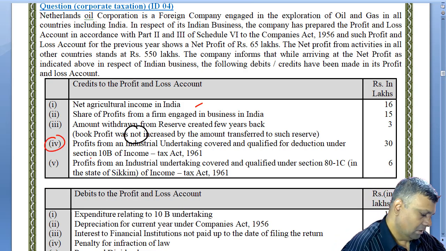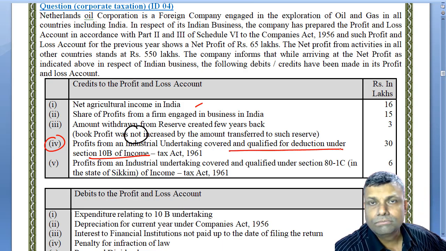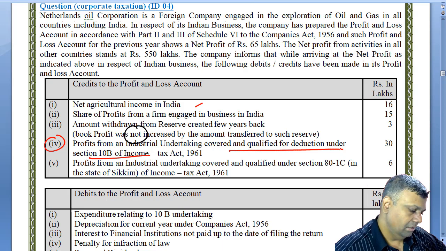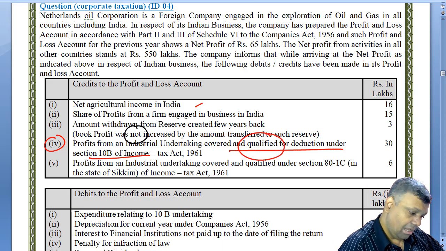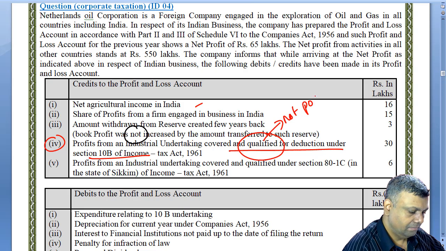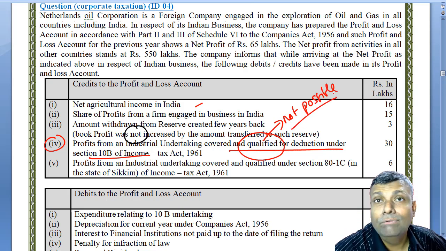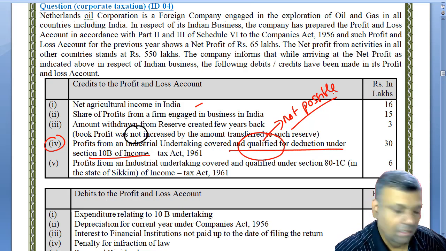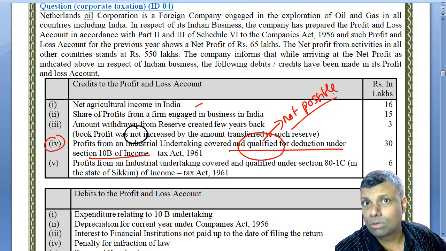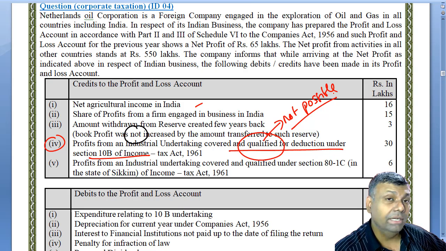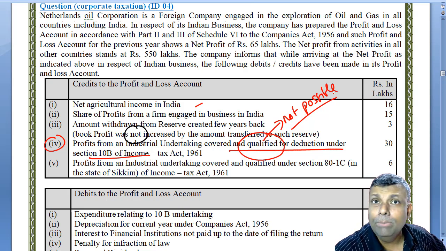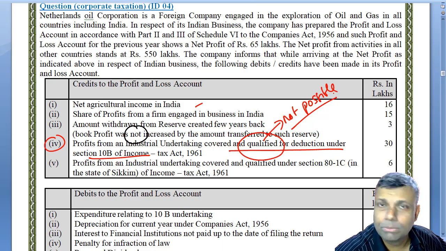Next, 10B of the Income Tax Act and qualified for deduction. Okay. Now, as per the amended law, it is not possible to qualify. Section 10B benefit has already been withdrawn. So the question has printed that it is qualified, but we have to apply the law, not the question. So section 10B benefit has been withdrawn by the government.